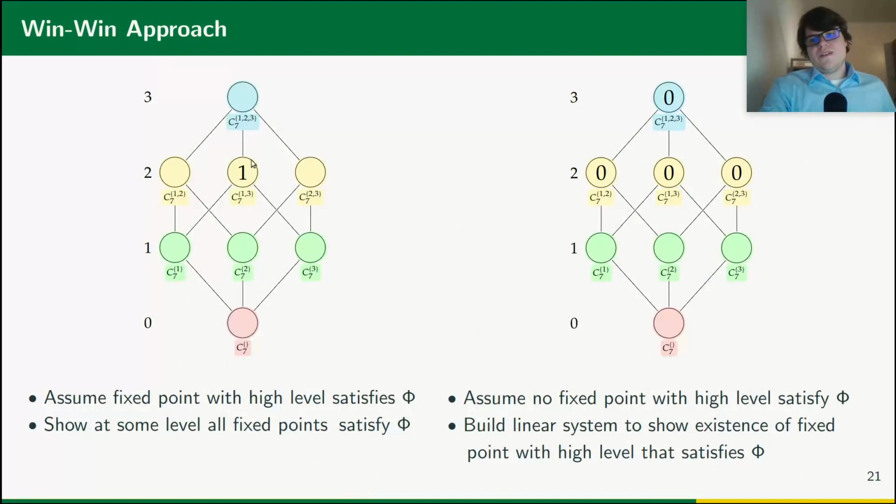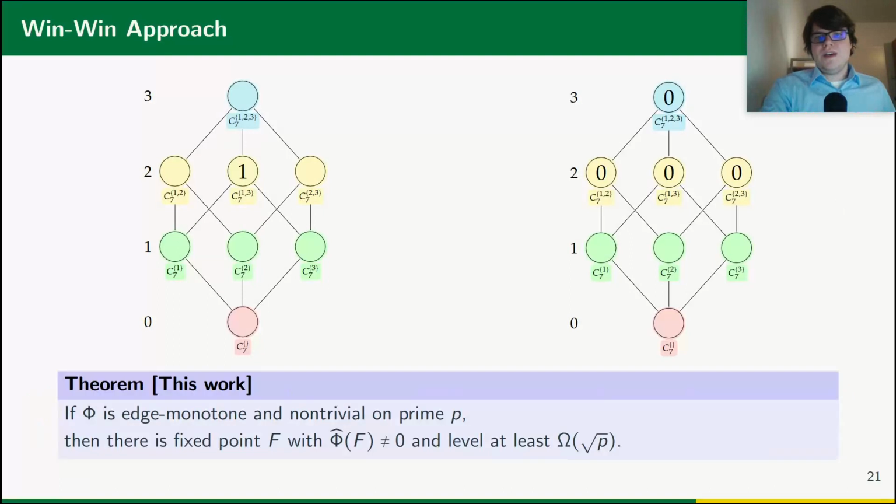So we see that in both cases, in the first approach where we have something high, we have this avalanche effect. And for the second case, we have this linear algebra effect. And both of them are sufficient to show our statement, meaning that we end up with the following statement: if our graph property phi is non-trivial on a prime number p, then we can always find something with a non-vanishing alternating enumerator and level at least root of pi. And since root of pi is unbounded, this basically means that the tree width is unbounded and we are done for this case.